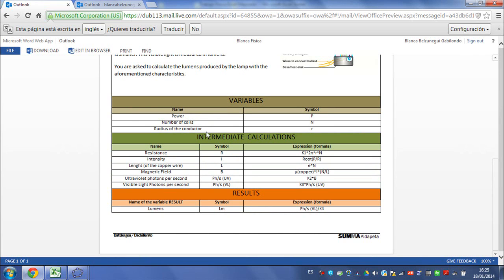the conductor. In order to solve our problem, we need to make some intermediate calculations first, such as the resistance, the intensity, the length of the copper wire, the magnetic field, the ultraviolet photons per second, and the visible light photons per second. This way we'll reach our final result, which in our case is the lumens provided.